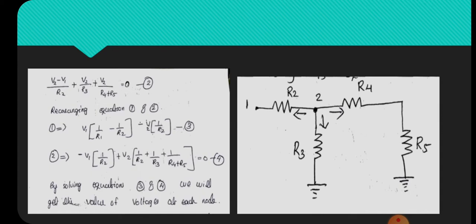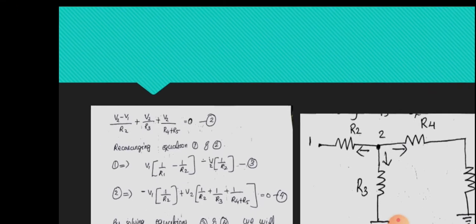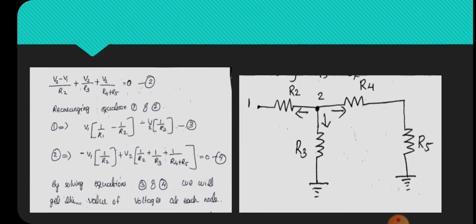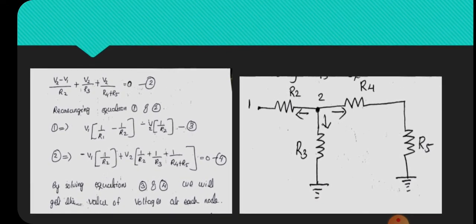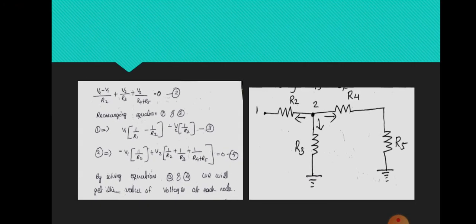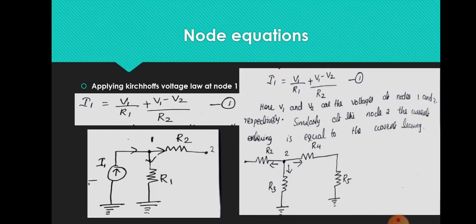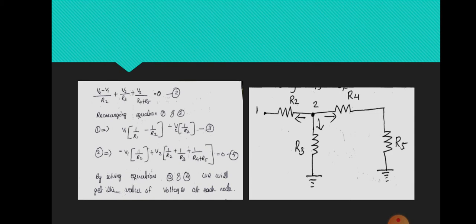know that there are no extra current sources connected to node 2. So the algebraic sum of these currents will be equal to 0. That is equation number 2. So we have equation number 1 as like this, and equation number 2 is like this, and we can rearrange equation 1 and equation 2.